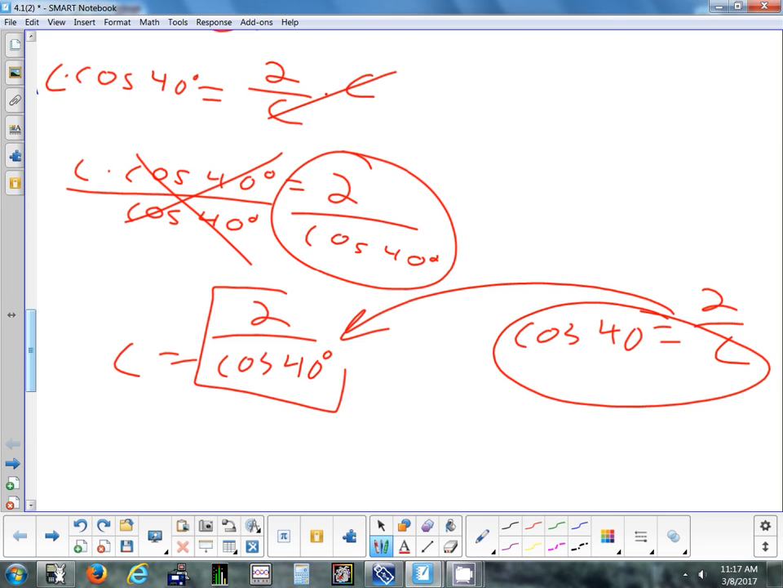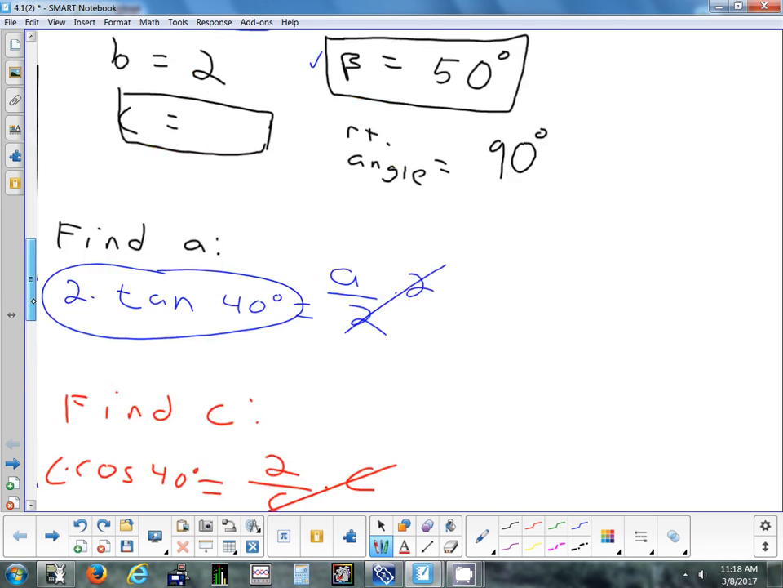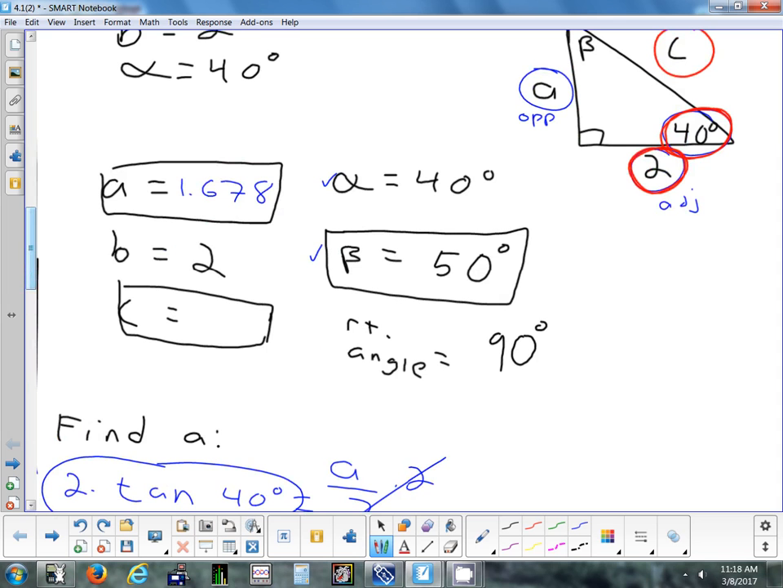Okay, so now we just have to type that in and see what we got. Did anybody type in on their calculator 2 divided by cosine 40? What did you get? Can you give me 3 decimal places? So for this stuff, we'll stick with 3 decimal places. 2.611. Thank you. And that's the problem. So now we solve the triangle.